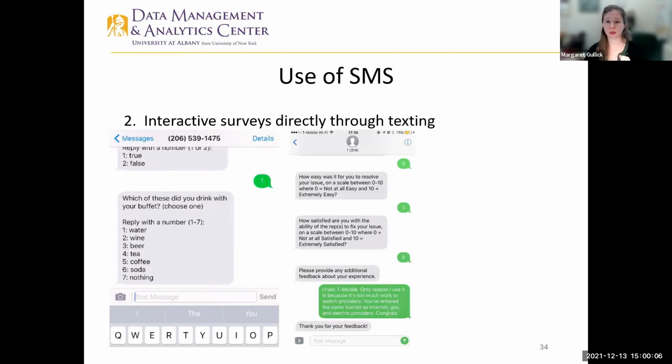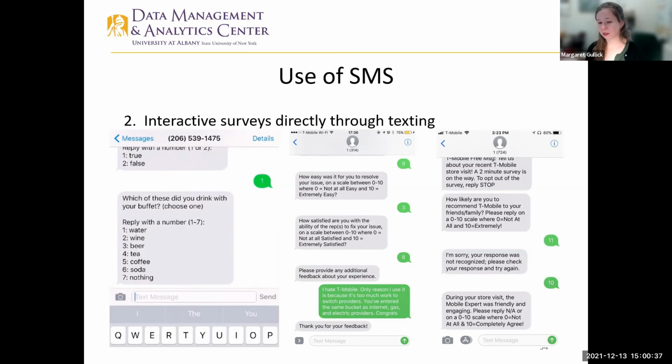This example is a customer feedback survey for T-Mobile. There's a couple of questions on a scale of 0 to 10, defining the endpoints here. "What was your experience like?" I know it's a little hard to read, but it's a 9, a 3, and an 8. And then there's a last open end: "Please provide any additional feedback about your experience." And this person says, "I hate T-Mobile." Okay, I have no opinion on T-Mobile, but this person really does.